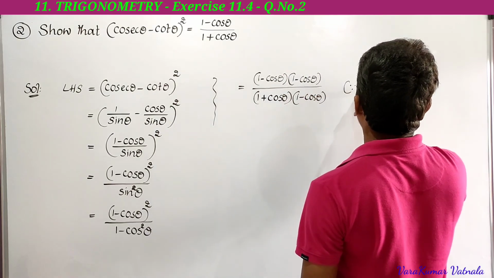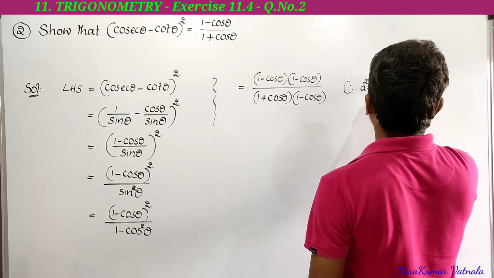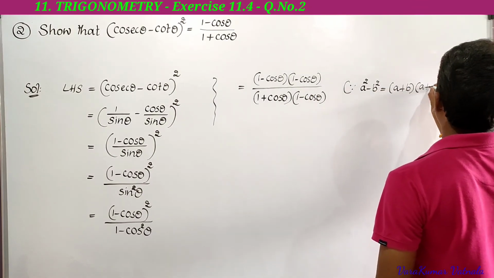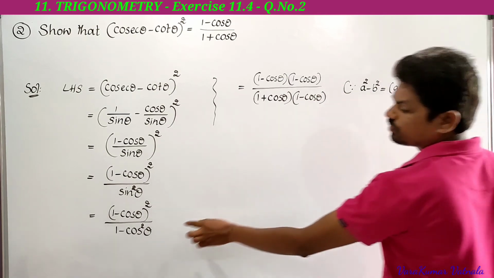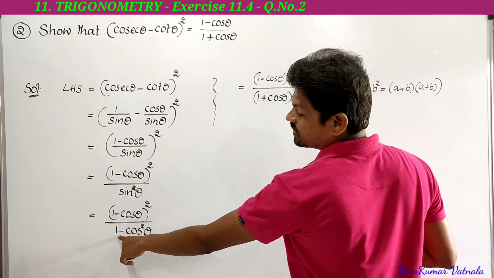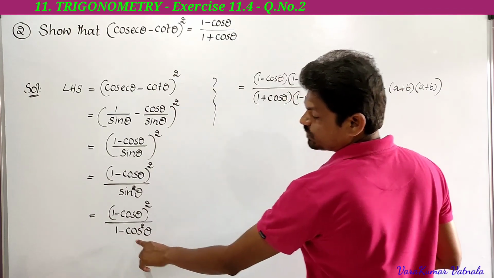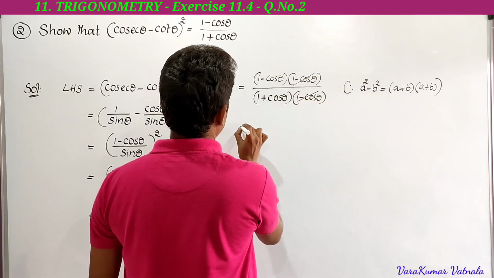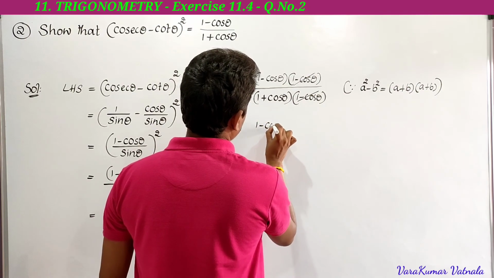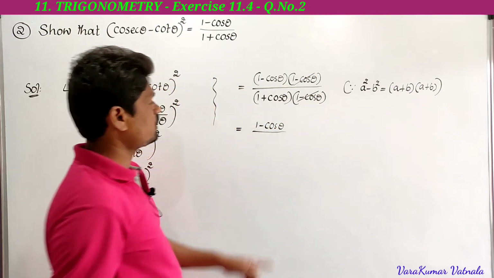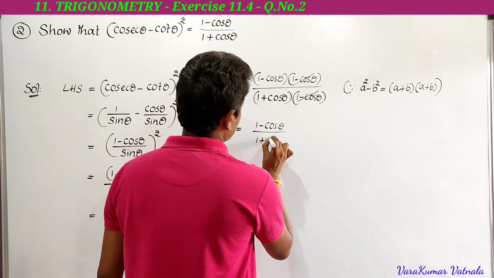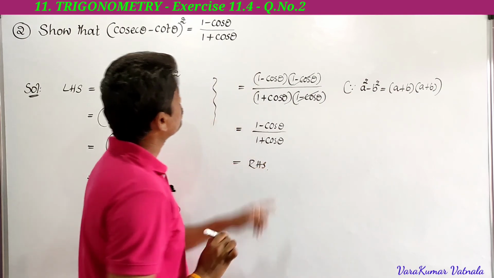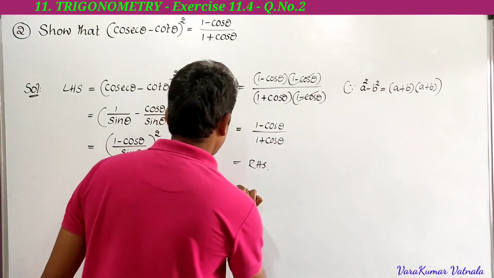Using the formula a square minus b square, we have written the denominator. Think of it as 1 square minus cos square theta. So here 1 minus cos theta gets cancelled. What is there in the numerator? 1 minus cos theta. What is there in the denominator? 1 plus cos theta. This is what we have to prove. It is nothing but RHS. So this is RHS. Hence proved.